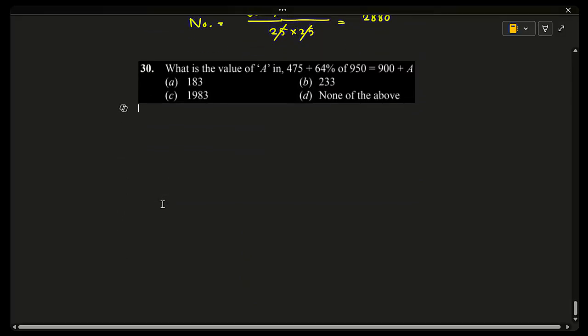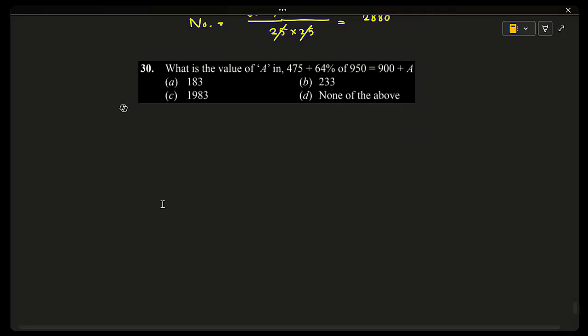What is the value of A in this number? There is a percentage. Let's remove the percentage symbol and write divided by 100. 475 plus 64 divided by 100 of 950 is equal to 900 plus A. To find the value of A, let us simplify this.